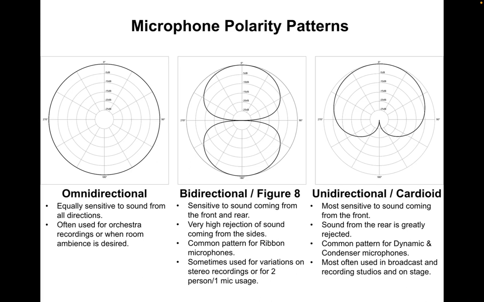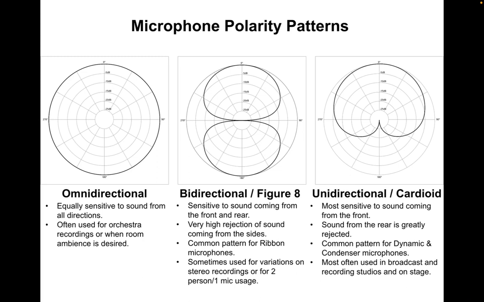An omnidirectional pattern shows that the microphone is equally sensitive to sound from all directions no matter where the microphone is positioned. These patterns are often used for orchestra recordings or when room ambiance is desired. The bidirectional or figure eight pattern is sensitive to sound coming from the front and rear, but rejects sound coming from the sides. This is the common pattern for ribbon microphones and is used for variations on stereo recordings or for two-person, one microphone applications.